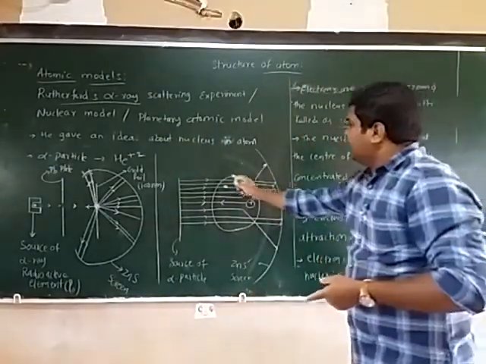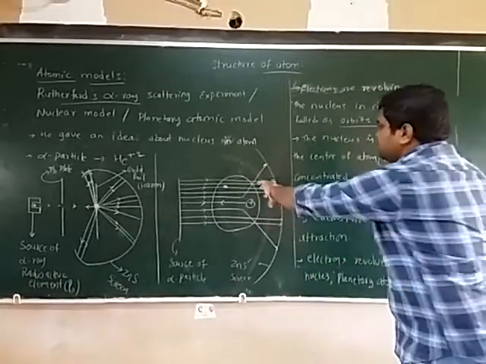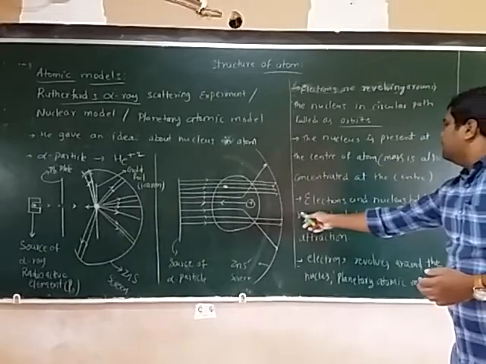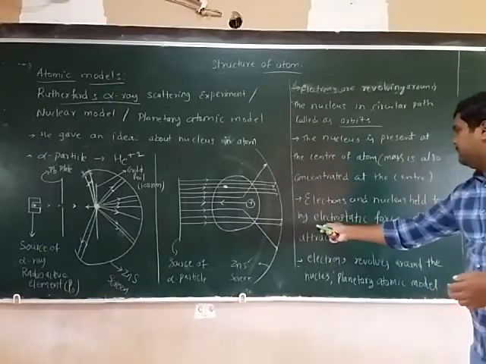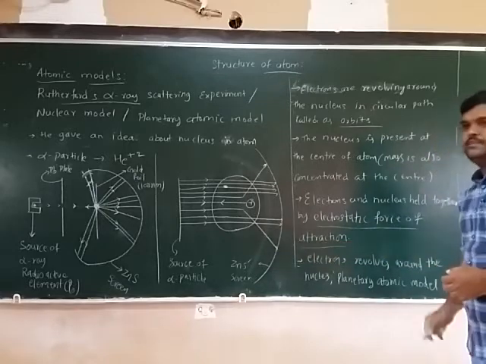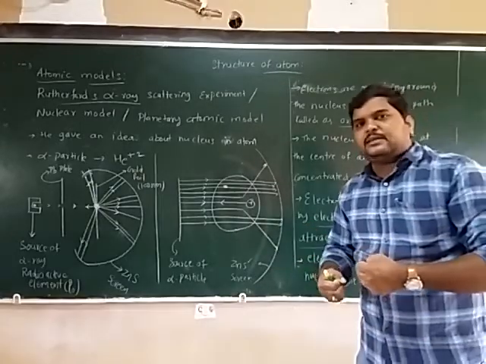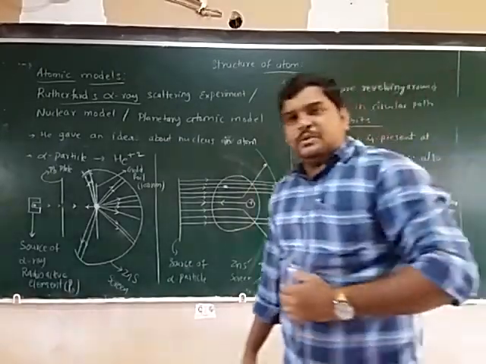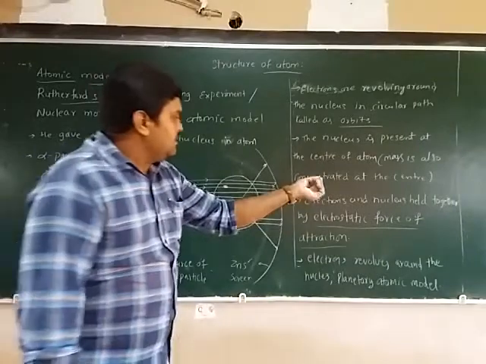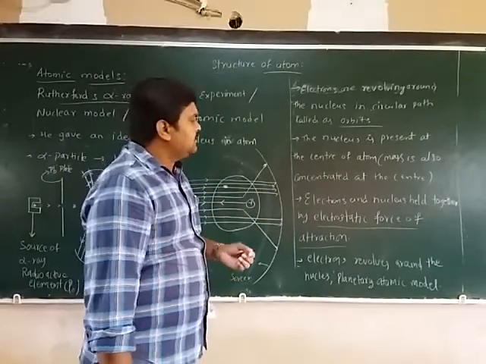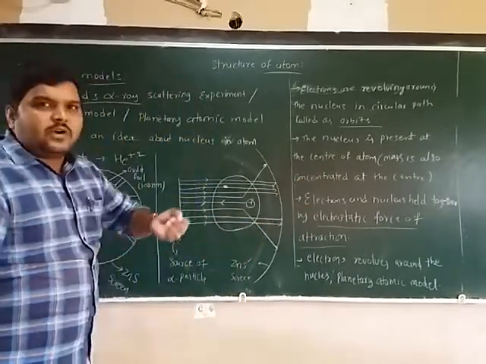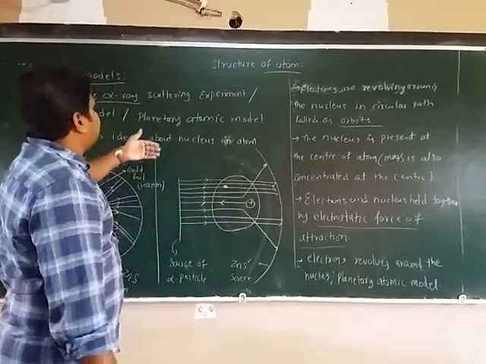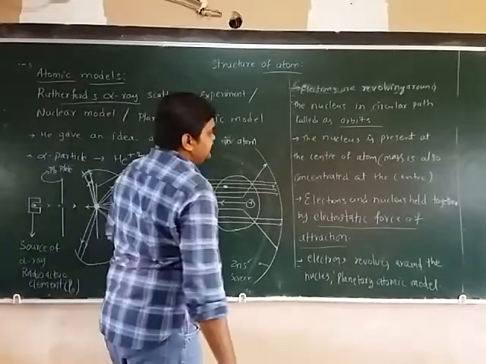Electrons, which revolve around the nucleus, are strongly held together with the nucleus by electrostatic force of attraction, and electrons revolve around the nucleus in circular paths, like how the planets revolve around the sun. That's why this alpha scattering experiment model is also called the planetary atomic model.